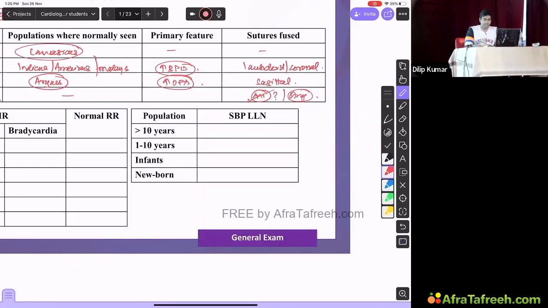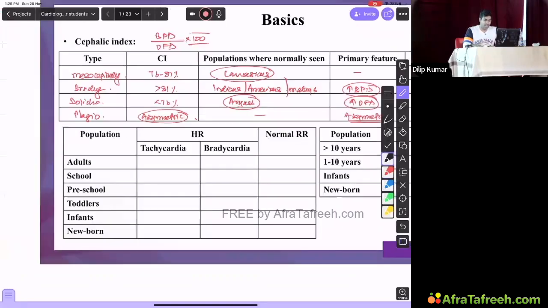So the primary feature here is the asymmetry of the skull. Asymmetry in the sense that different areas of the skull will look different. That is what we call plagiocephaly. It is almost always abnormal. It's never seen in any normal individuals. But remember, meso, brachy, dolicho. In that, meso is considered to be a normal variant.